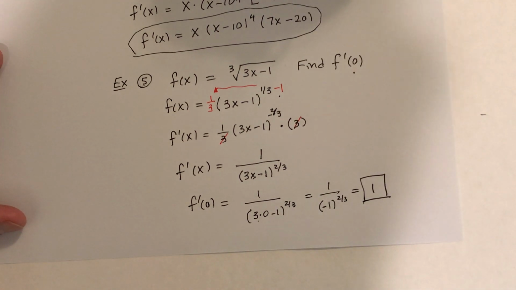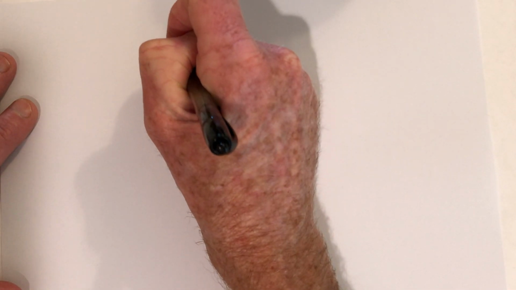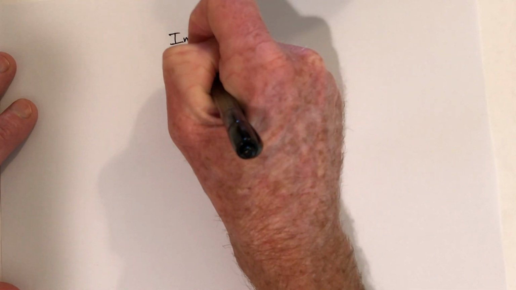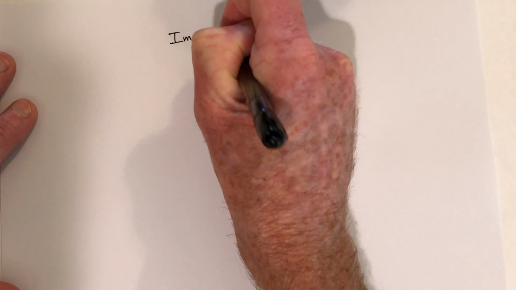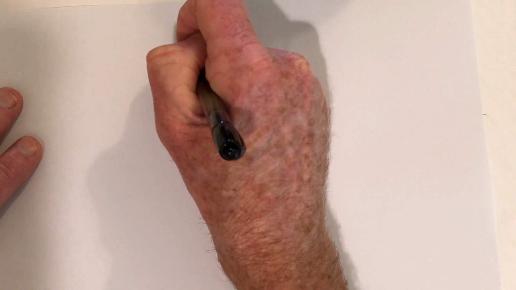Okay, then on to implicit differentiation. So this is basically just a continuation of the chain rule. But it's called implicit, not implicity. That was silly. Implicit differentiation.